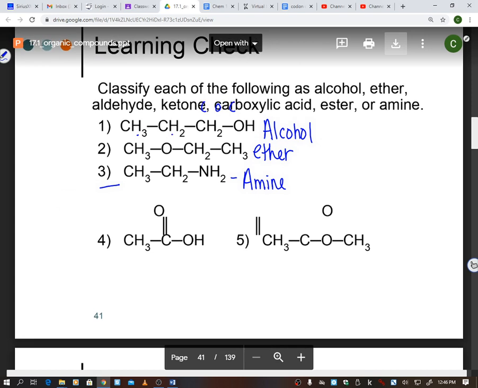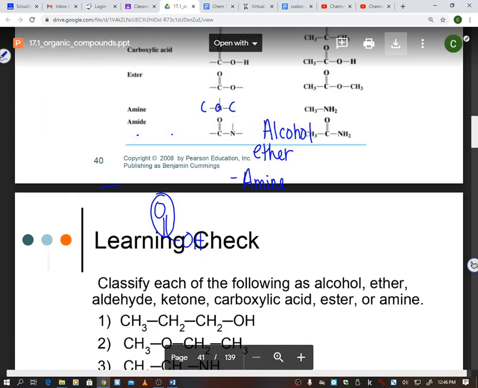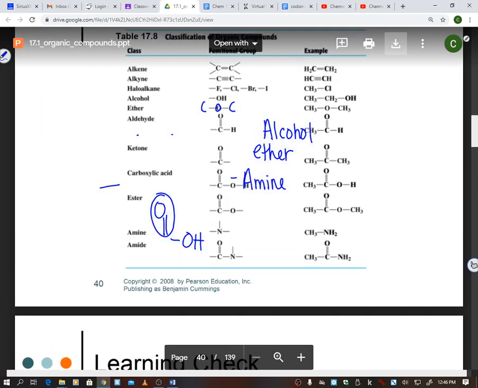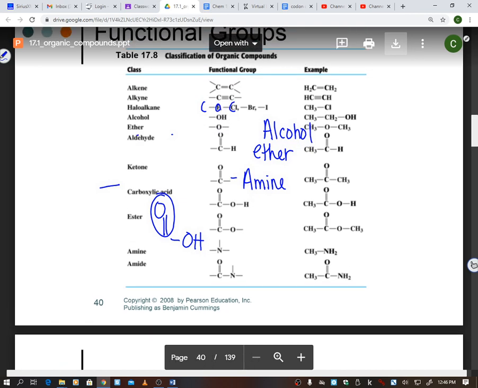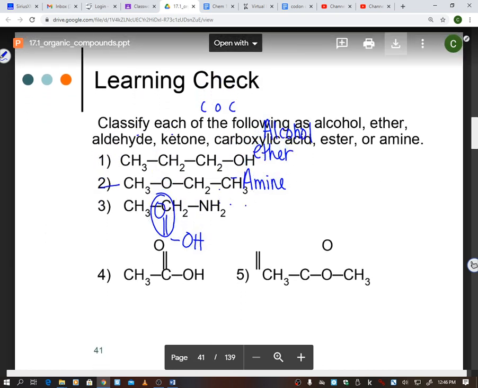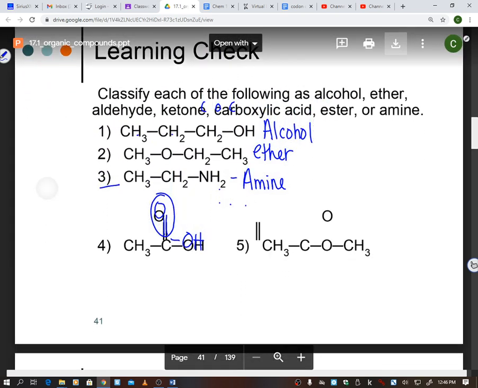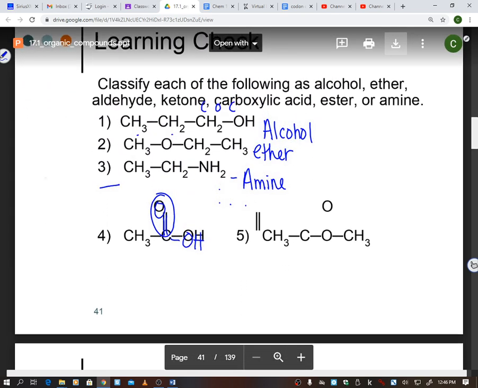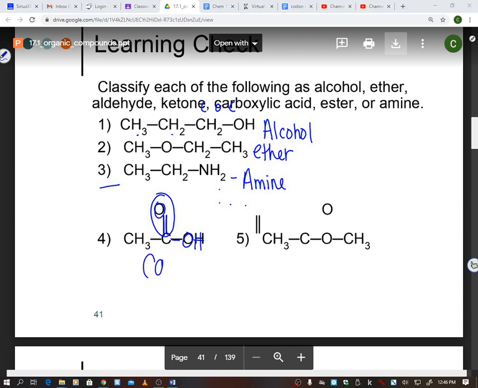All right, now number 4, you have a double bonded oxygen, sorry for the mess here, and then an OH. So it's not an alcohol because it also has that. So I'm looking for COOH. Let's look up here. Look at this, COOH. It's a carboxylic acid. So a carboxylic acid.